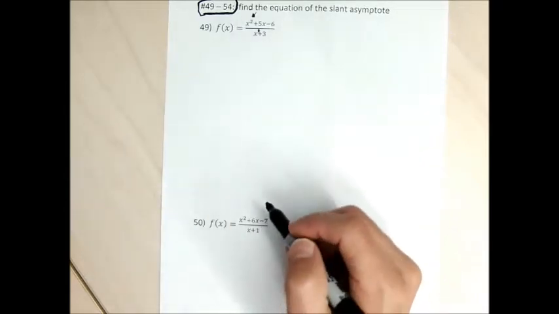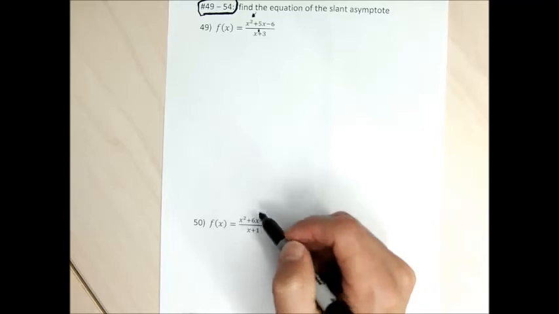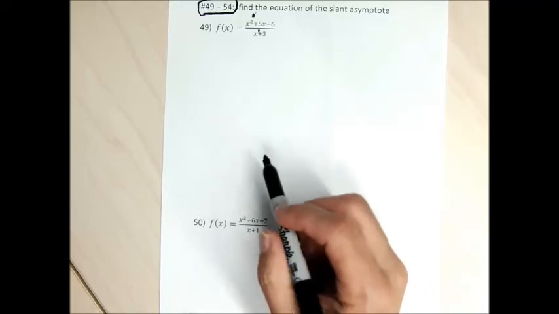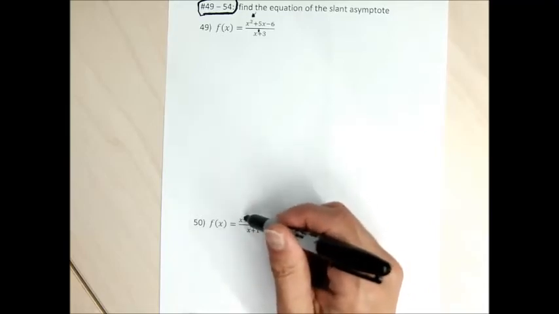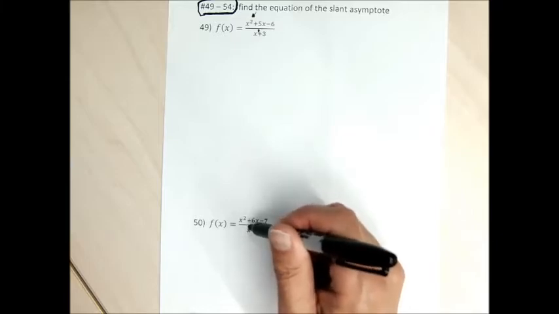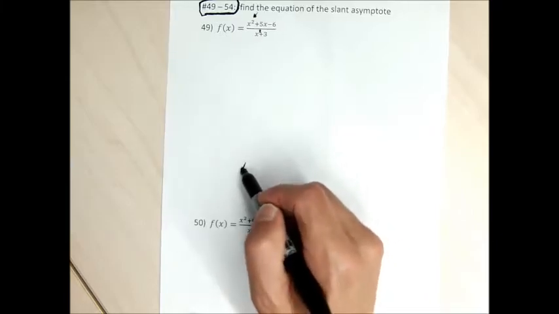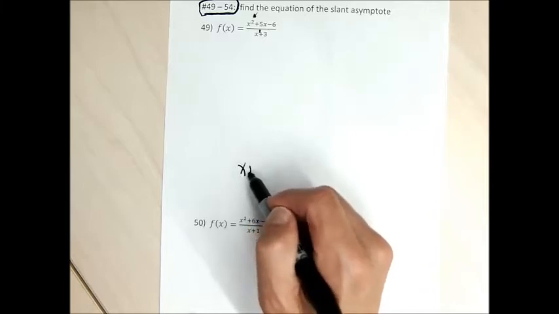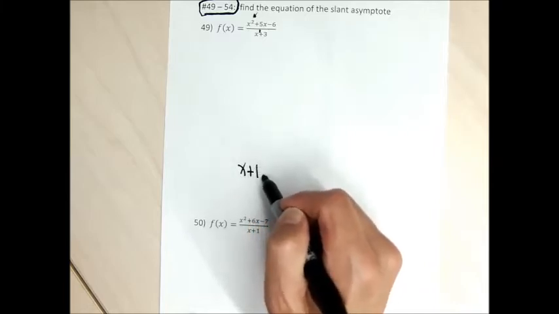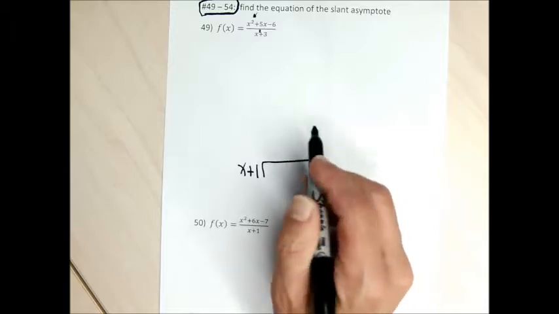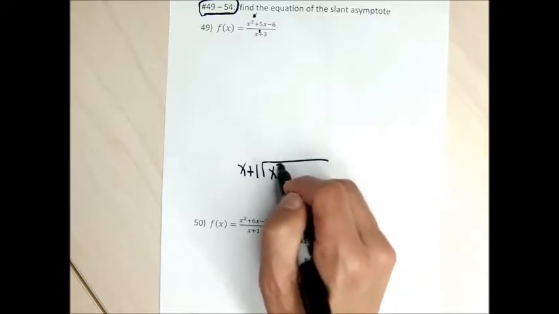So in order to find a slant asymptote for an equation that's a fraction, when the highest exponent in the numerator is higher than the highest exponent in the denominator, you're technically supposed to do long division. You're supposed to take the denominator of the fraction and divide it into the numerator of the fraction.